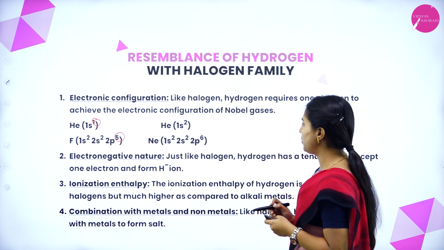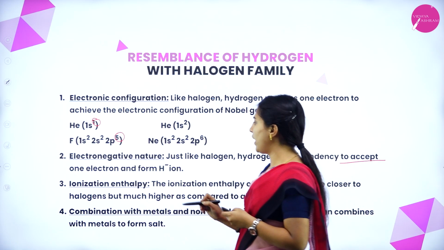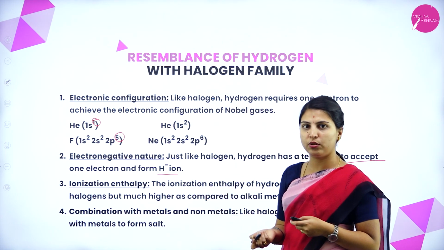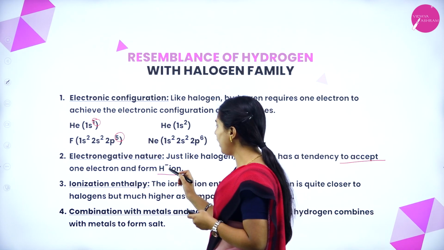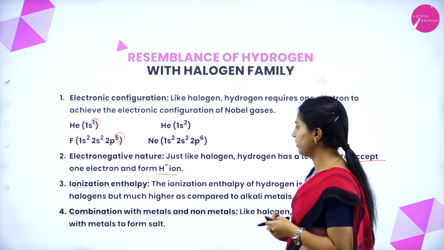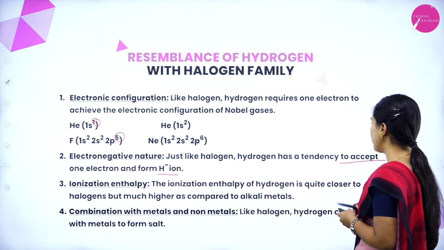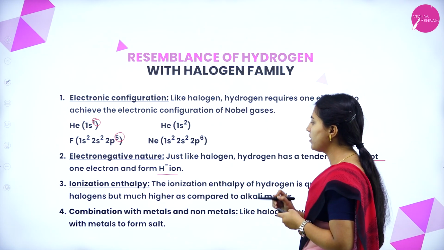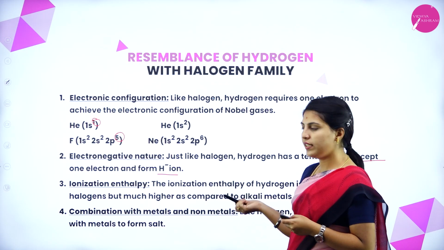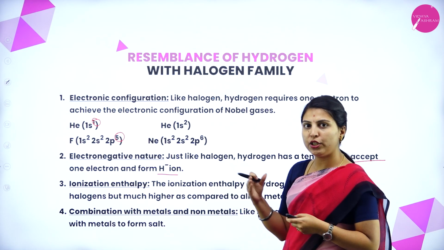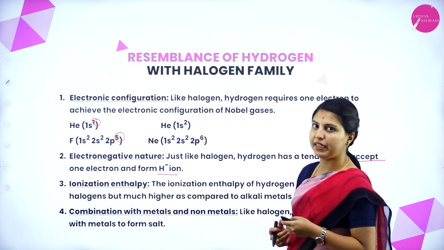Next, electronegative nature. Just like halogen, hydrogen has a tendency to accept one electron and form the H- ion also. It has the capacity to accept, like halogens, and after accepting will form the H- ion. Ionization enthalpy. The ionization enthalpy of hydrogen is quite close to halogens but much higher as compared to alkali metals. Ionization enthalpy is similar to halogens but higher than the alkali metals.